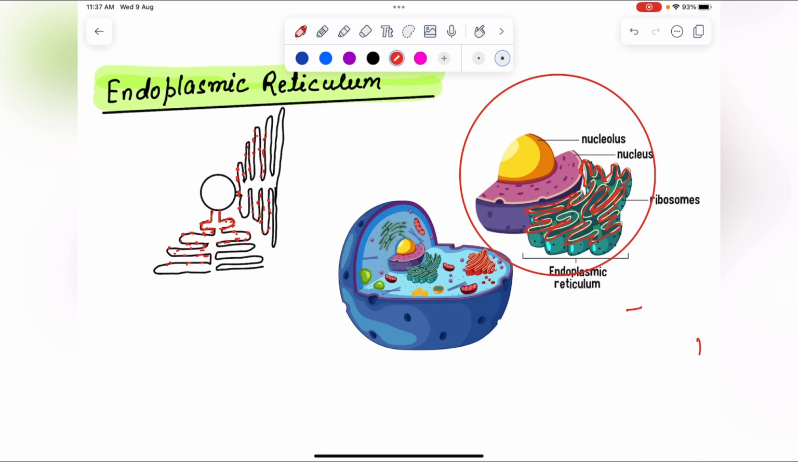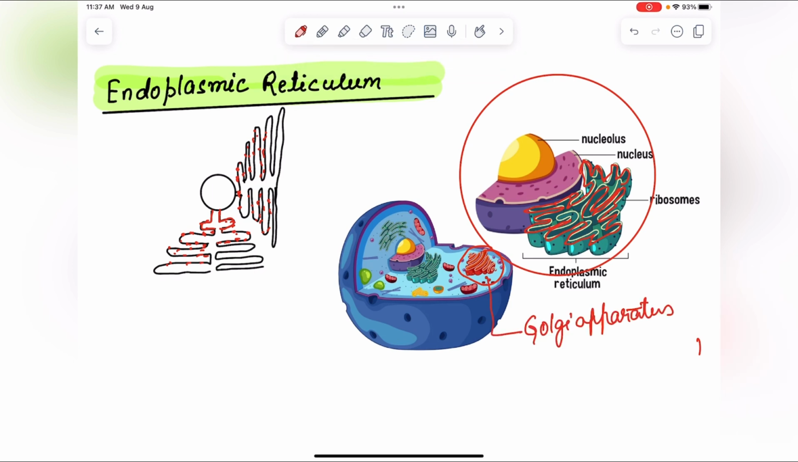It does not work alone. The ER works closely with the Golgi apparatus. This is the Golgi apparatus and ribosomes. These small dots you can see on the endoplasmic reticulum are called ribosomes. Next point is that the endoplasmic reticulum looks different from cell to cell depending on the cell functions. So the structure of the endoplasmic reticulum will look different in different cells.